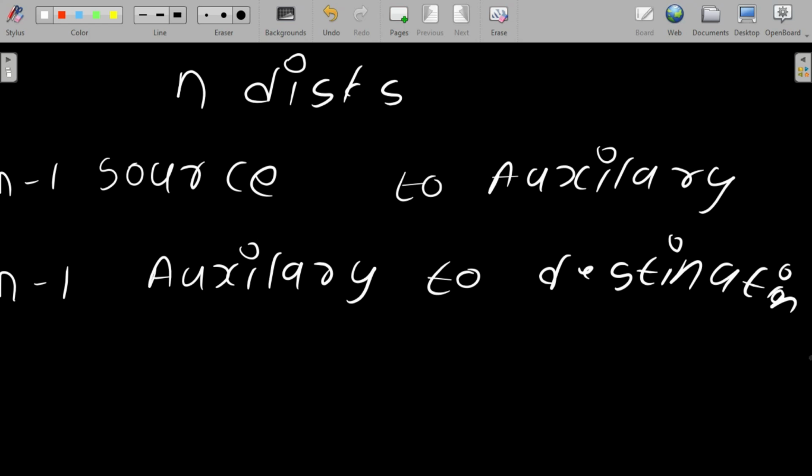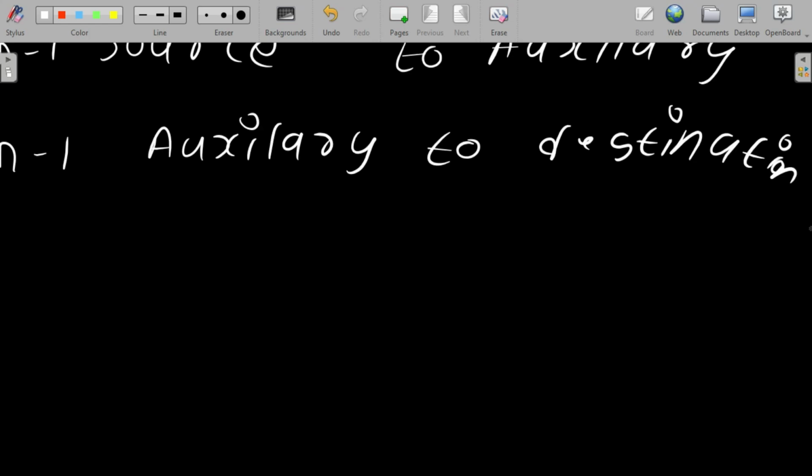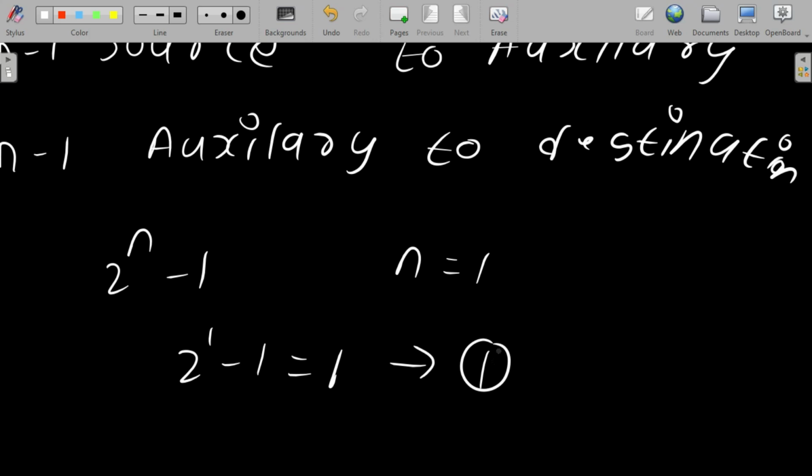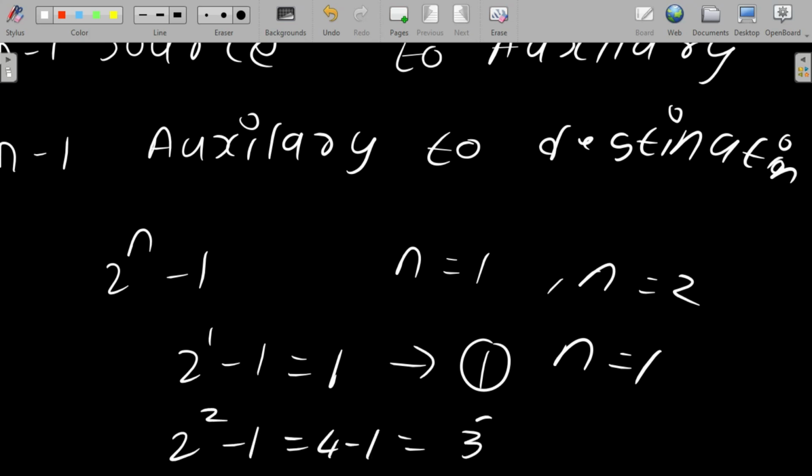So let us see the important formula for Tower of Hanoi. The minimum number of moves required is 2 power n minus 1. Suppose there is only one disc: we need only one step when n equals 1. Suppose n equals 2: 2 squared is 4, minus 1 equals 3. So when n equals 2, we need 3 steps.